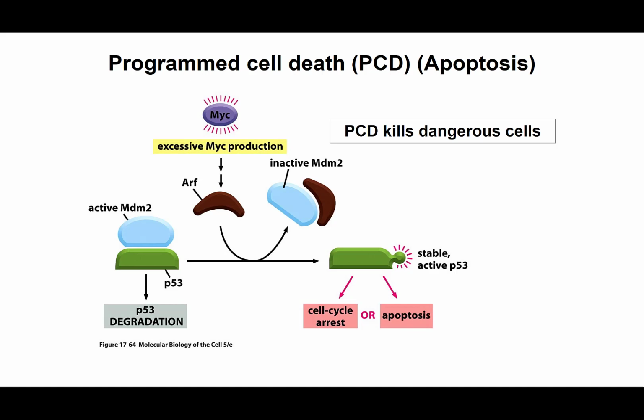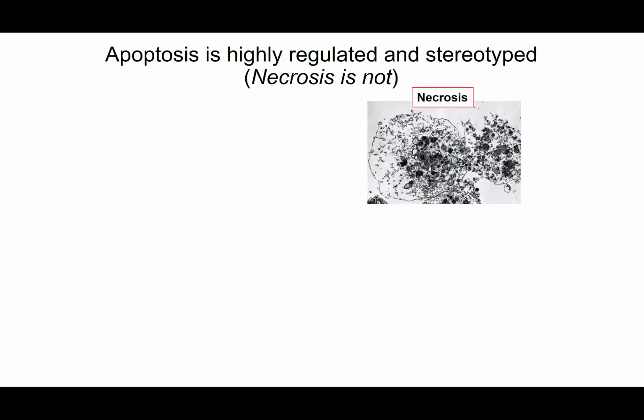You need normal programmed cell death for health. As well, too much programmed cell death is of course really bad. If cells start dying all over the place, that's not good either. It's going to be about the right balance. Apoptosis, this programmed cell death, is highly regulated. It's really well controlled. And it's also stereotyped. There is a pattern to what happens in it.